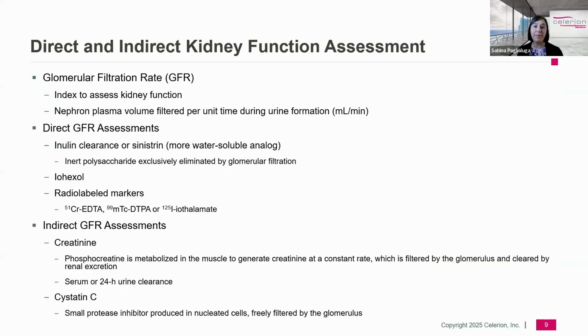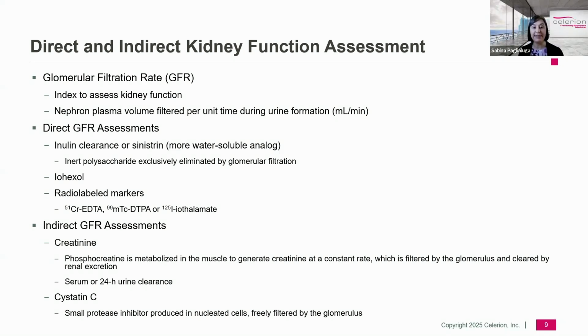Now, GFR measures nephron plasma volume filtered per time during urine formation. It can be measured by direct and indirect methods. Inulin clearance is considered the gold standard, where inulin is continuously infused intravenously while timed urine samples are collected. Iohexol and radiolabeled markers can also be used, but these are expensive and time-consuming types of studies and trials. That's why we have indirect markers, which are a little bit easier and handier to use. These indirect markers include creatinine and cystatin C.